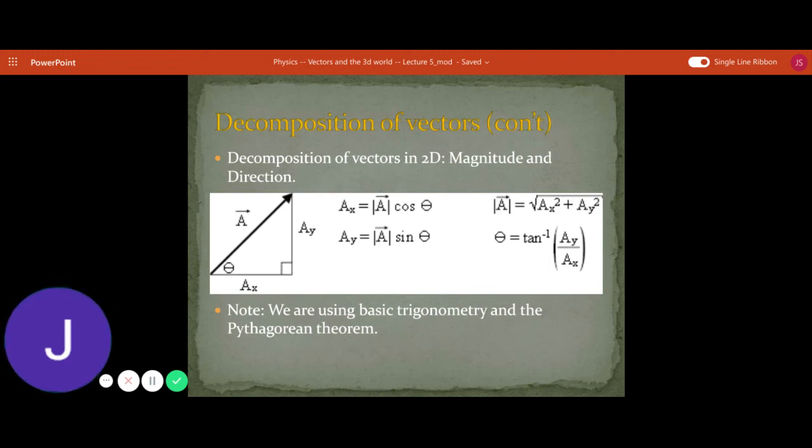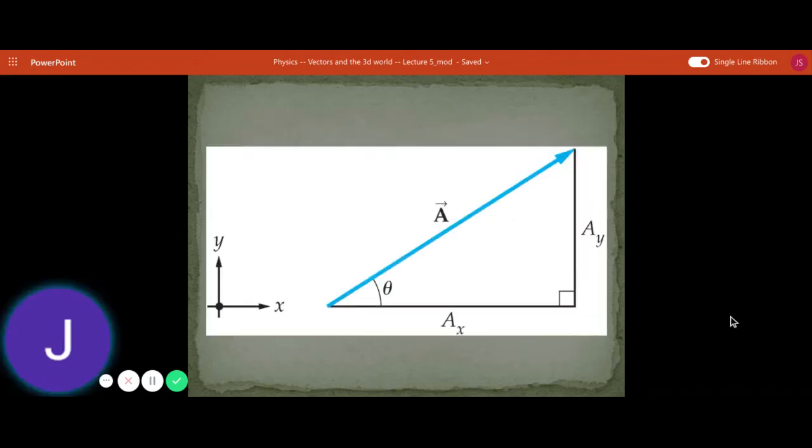All right, let's continue on with vectors. This is part 2. Remember, we left off with the decomposition of vectors. We're using right triangle trigonometry. Let's continue on with this. Here is a vector, vector A. It's in a coordinate system, an xy coordinate system.